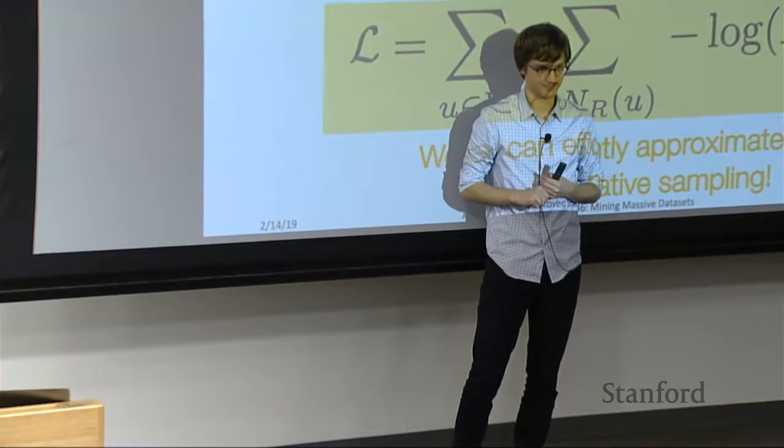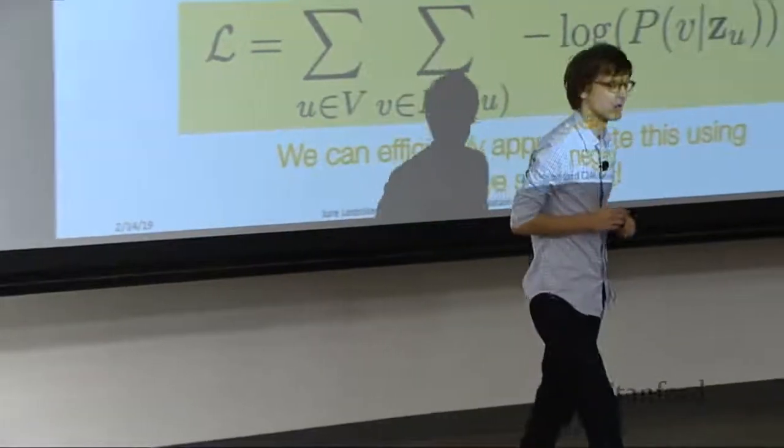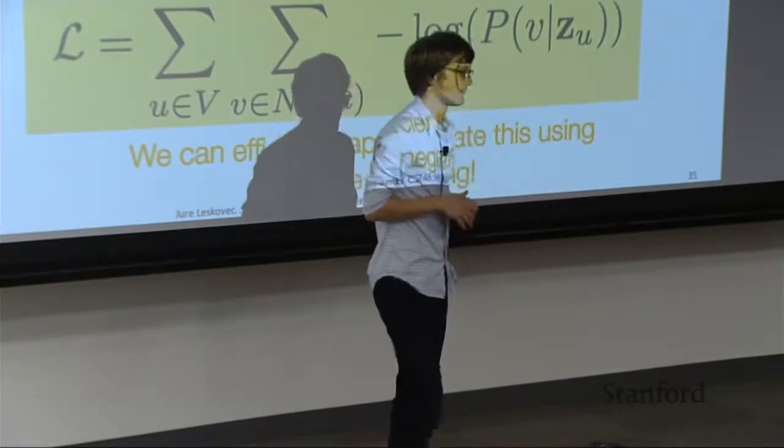Okay? Last question. Do we have to do any sort of renormalization for the negative sampling because we only take k samples?